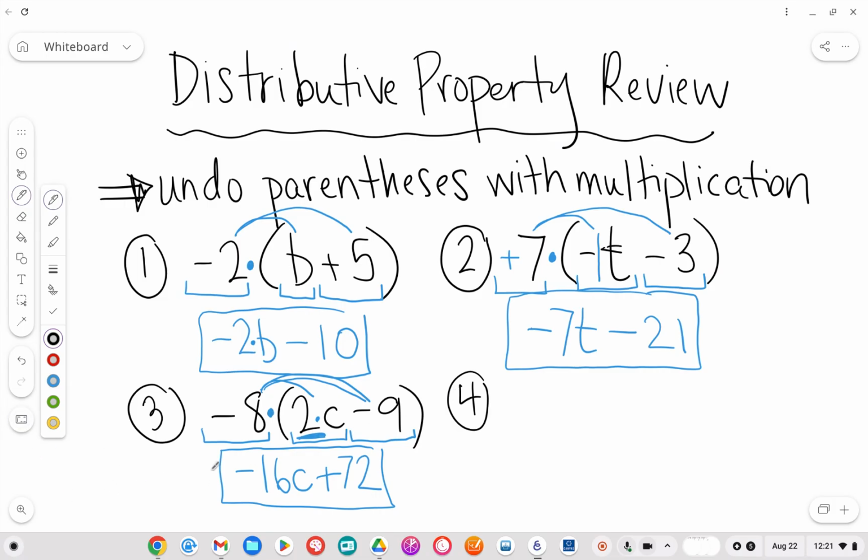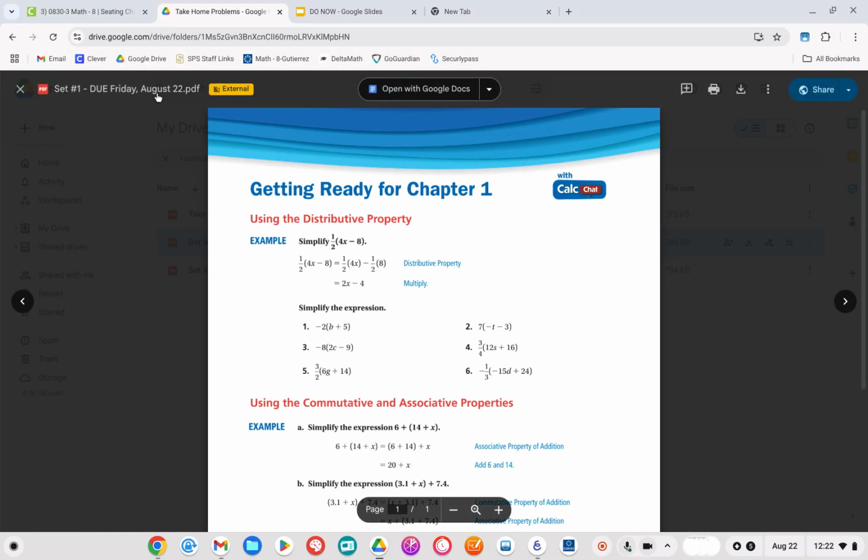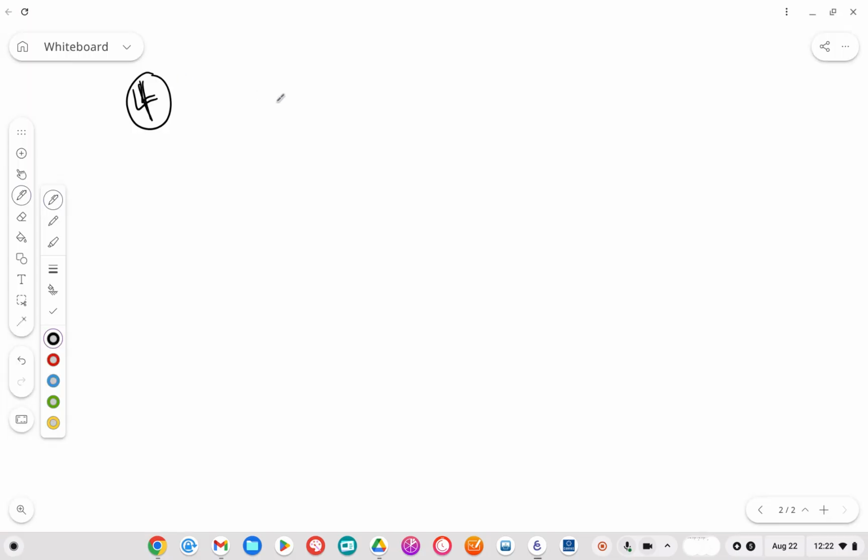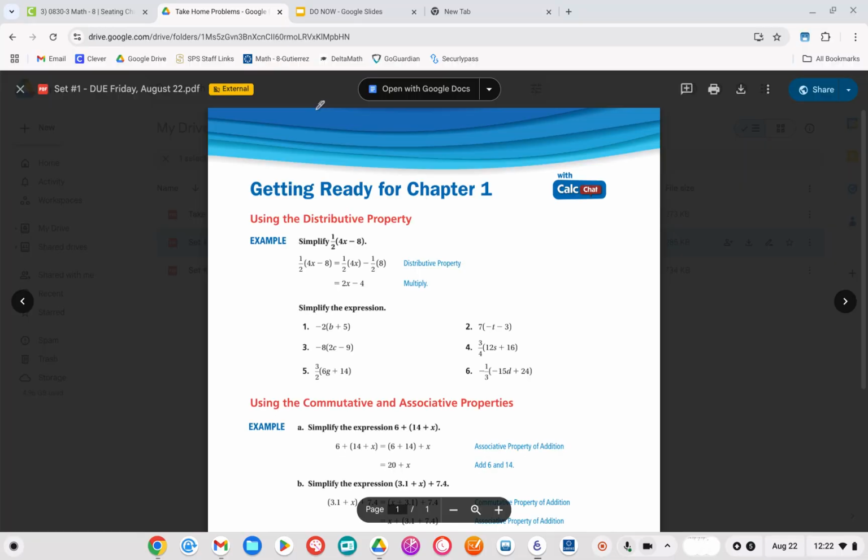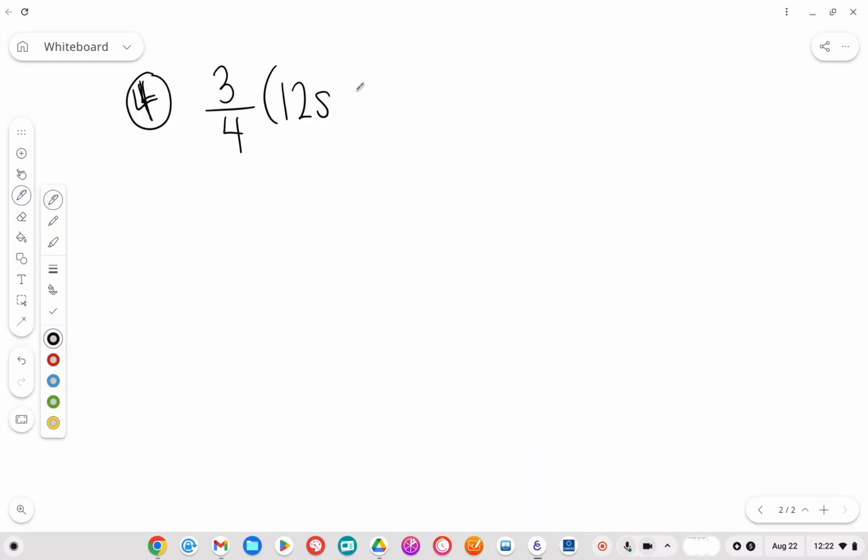So I'm actually gonna give myself a new paper if I can get to it. We're gonna add a slide just so I have more room. So 4, that doesn't look like a good 4. 4, we had 3/4 times 12s, and let me make sure I copy it down right, plus 16, okay?